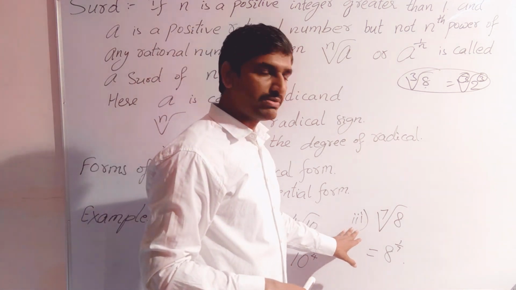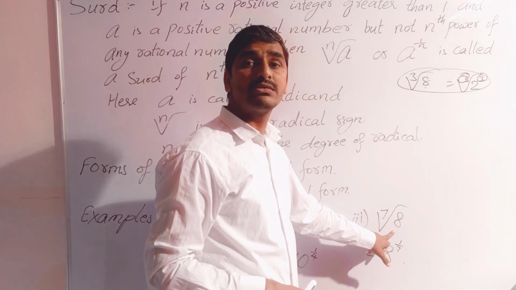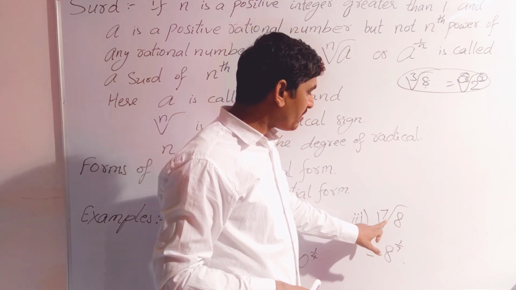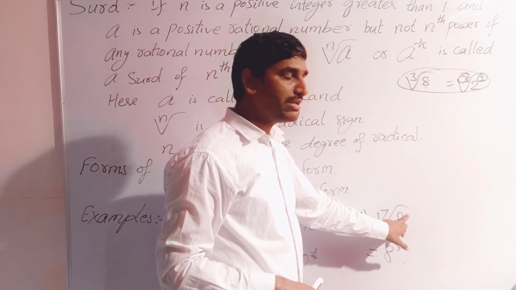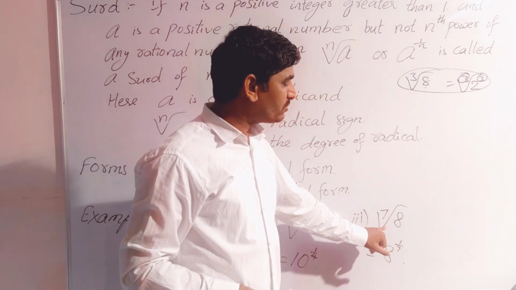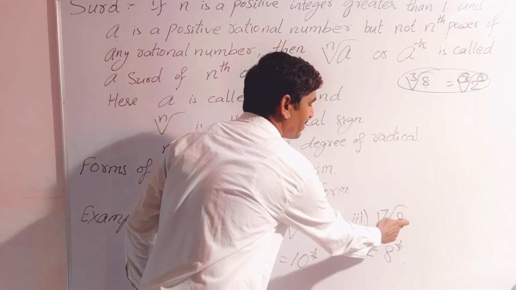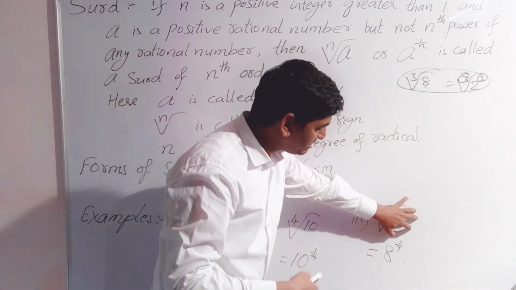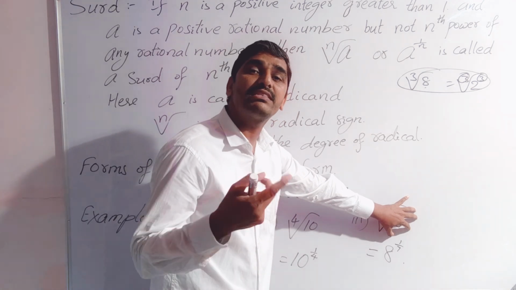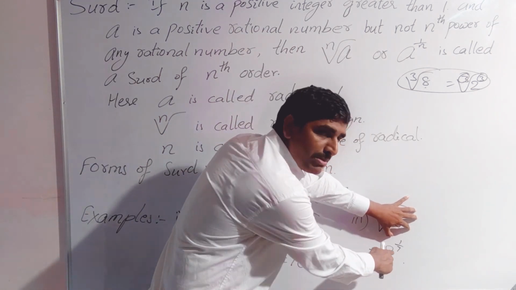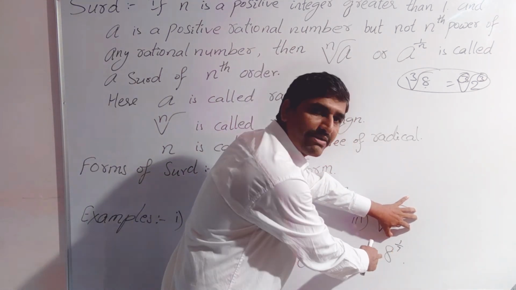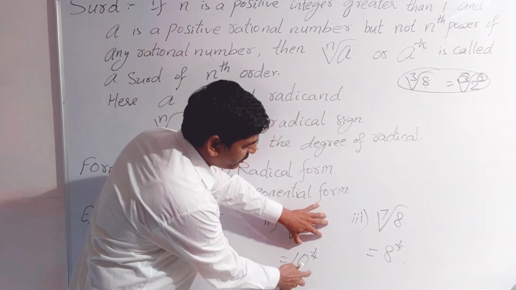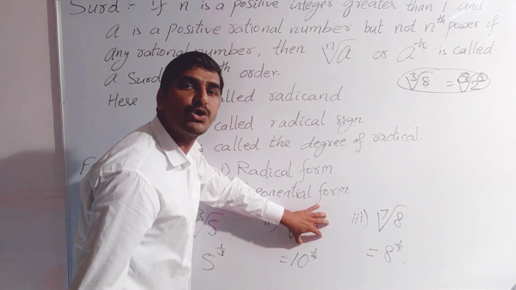Now the third one. 7th root over 8. There it was cube root over; here it is 7th root over 8. Here 8 power 1 by 7. See, 7th root over 8 can be written as 8 power 1 by 7. If this is given in exponential form, how can we write the radical form? Simple. The denominator is 7, so 7th root over 8.